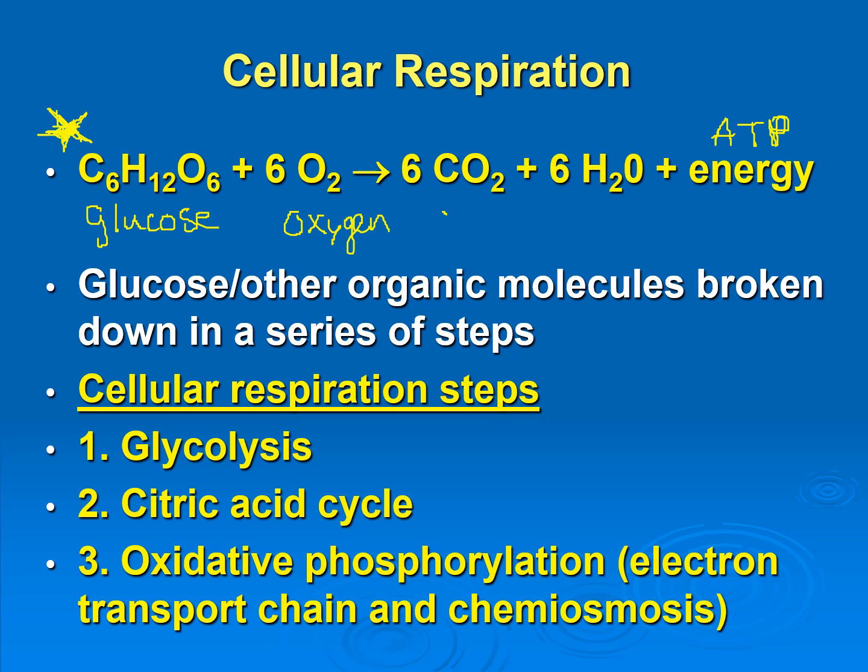Okay, so we've got 3 steps for cellular respiration. First step is glycolysis, and then our second step is the citric acid cycle, and our third step is called oxidative phosphorylation. And oxidative phosphorylation has 2 parts to it. There's the electron transport chain and something called chemiosmosis.